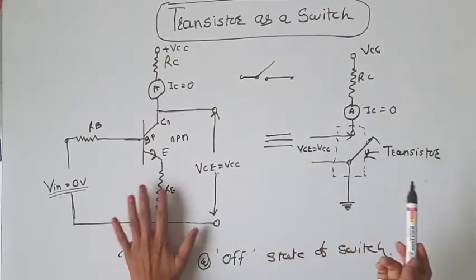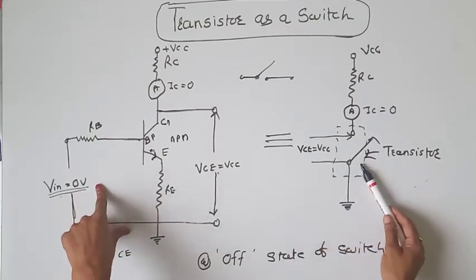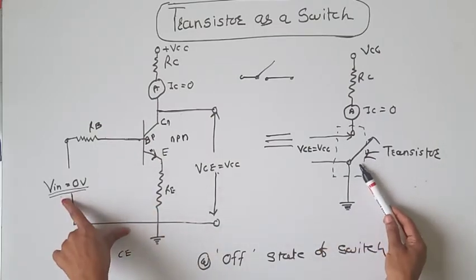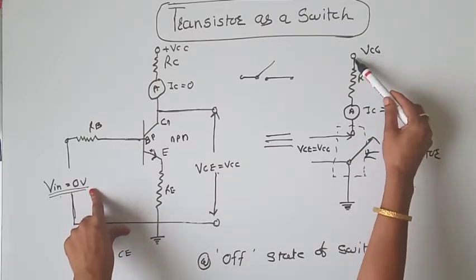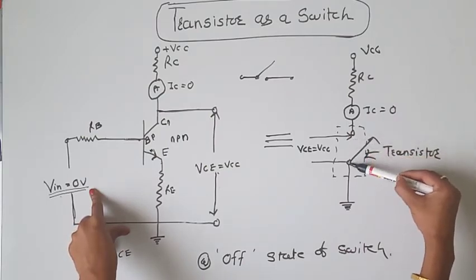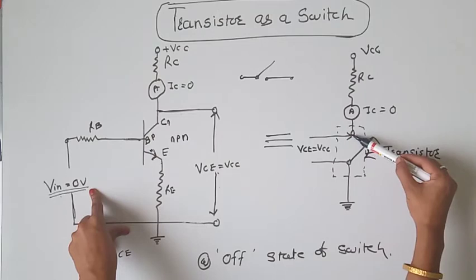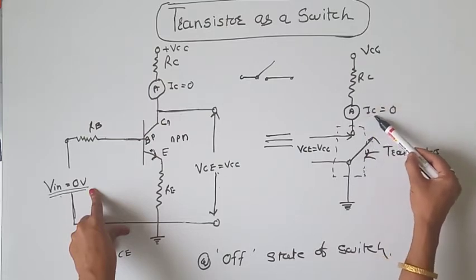The same action is explained here. When Vin is 0, you just observe this figure. When input voltage is 0, the transistor remains open. As transistor is open, VCC will not drop. There is no path for the flow of current. The current requires a path for flowing. Here the path is broken, because the terminal remains open, hence current remains 0.